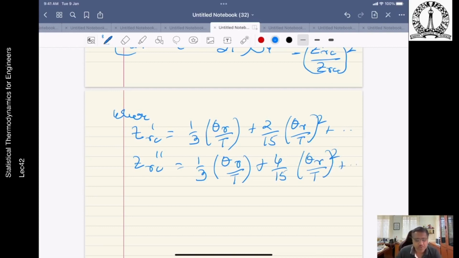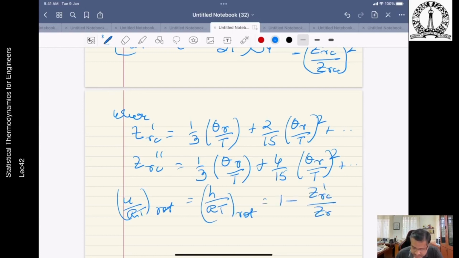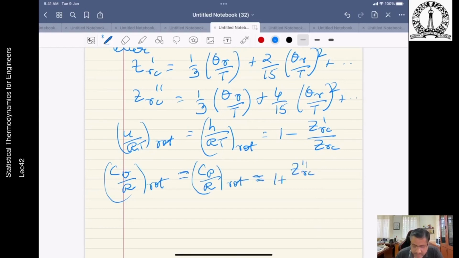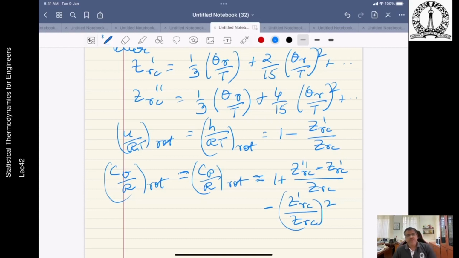So the rotational contributions for internal energy, enthalpy, and specific heats would be: U by RT rotation is equal to H by RT rotation is equal to 1 minus ZRC prime by ZRC. And similarly, CV by R rotation, CP by R rotation is equal to 1 plus ZRC double prime minus ZRC prime divided by ZRC minus ZRC prime squared. You can develop this for all the remaining thermodynamic properties, including entropy and a lot of other things. It involves some tedious calculations, but effectively it is the same way.